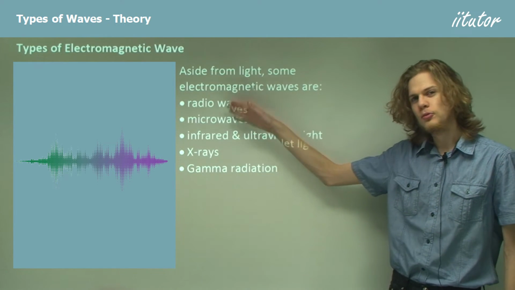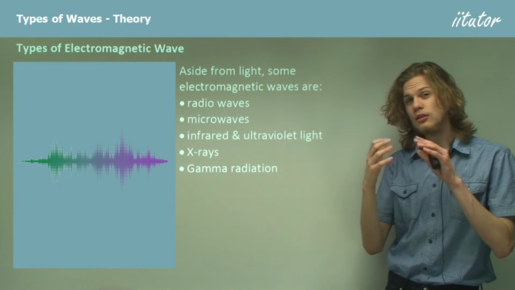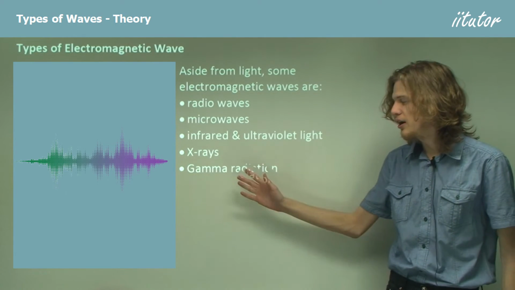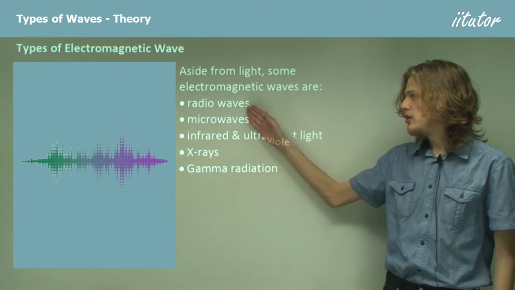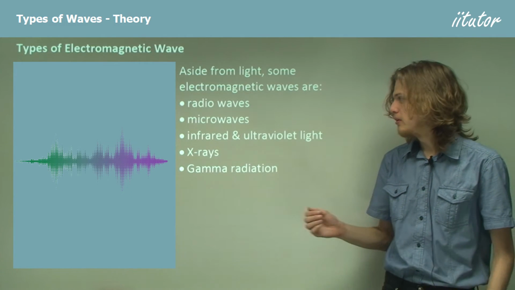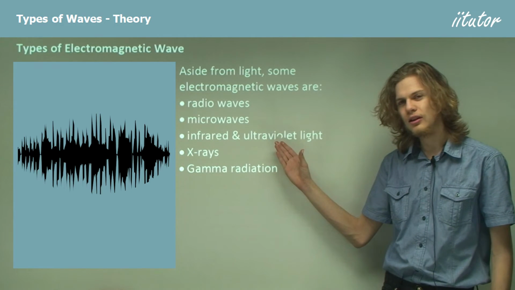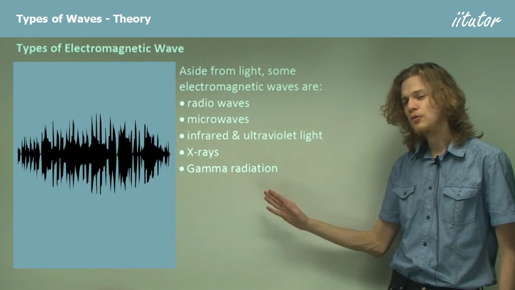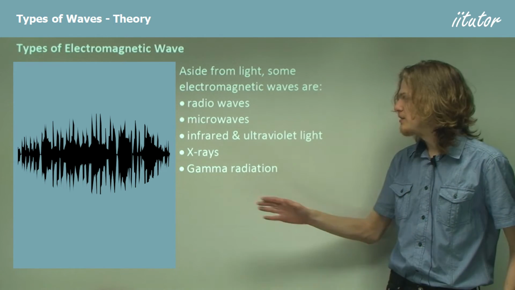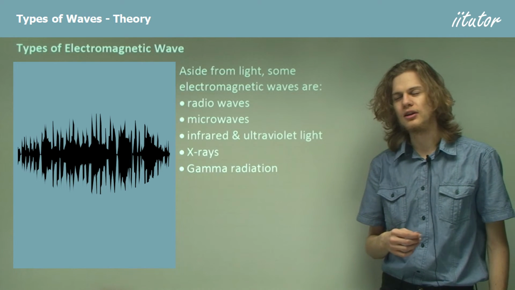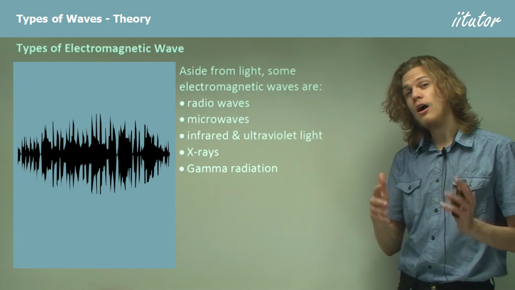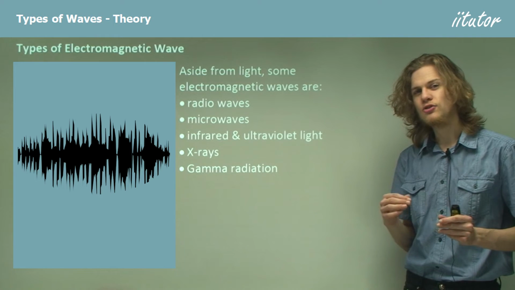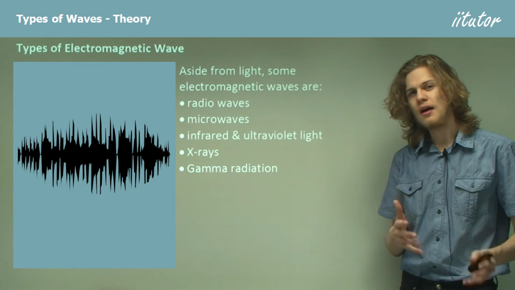So going from top to bottom, this goes from in fact the lowest energy wave to the highest energy wave. So radio waves will have less energy in general than infrared and ultraviolet light, and of course visible light is sandwiched right in the middle of these. And gamma radiation will have far more energy than any of these other forms of electromagnetic radiation. However, they are all electromagnetic radiation, and so they're all caused in the same way, and they all propagate in the same way.